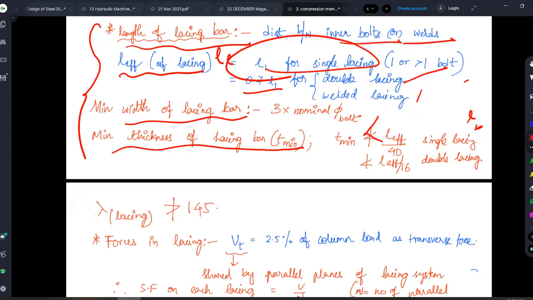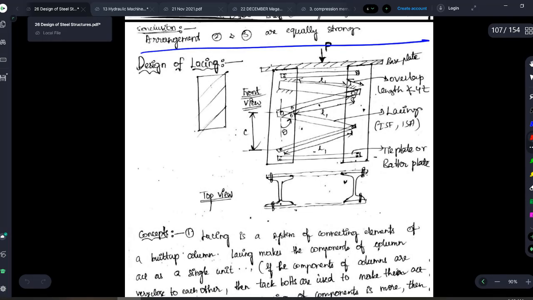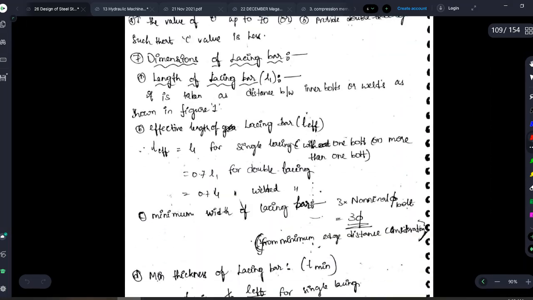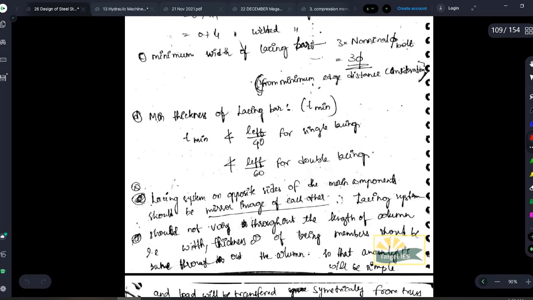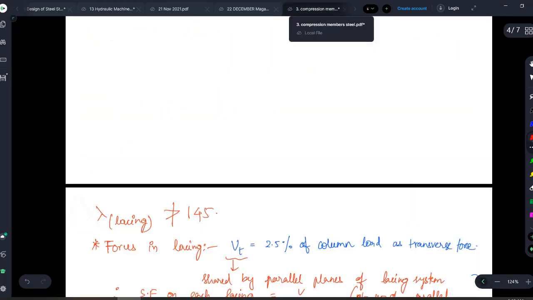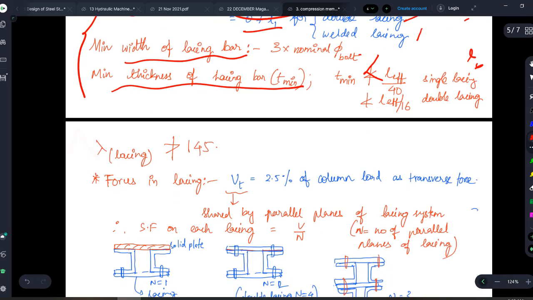See, I have made a mistake in my notes. In this design topic, somewhere I have written it should not be less than L effective by 60. Please correct it, it is not 60, it is 16. In our notes, please do correct. The thickness of your lacing bar should not be less than L effective by 40 for single lacing, and it should not be less than L effective by 16 for your double lacing. Please do correct it. So these are some bits which you have to remember.